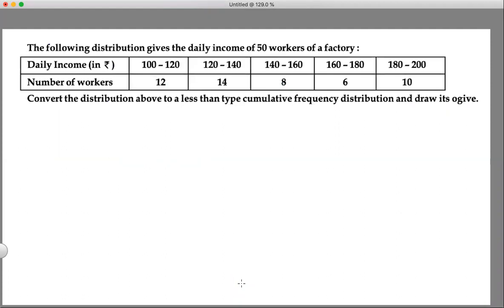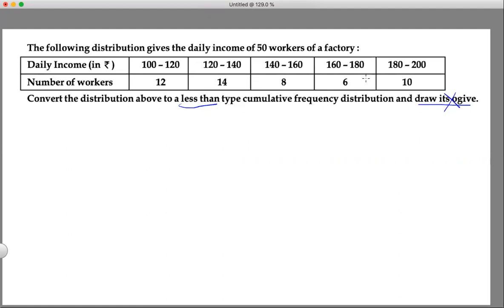The following distribution gives the daily income of 50 workers of a factory. Convert the distribution above to a less than type cumulative frequency distribution and draw its ogive. Less than type is when it is in ascending order. The ogive is out of the course, but we can do the first part. It's continuous and sorted in ascending order, so not an issue.